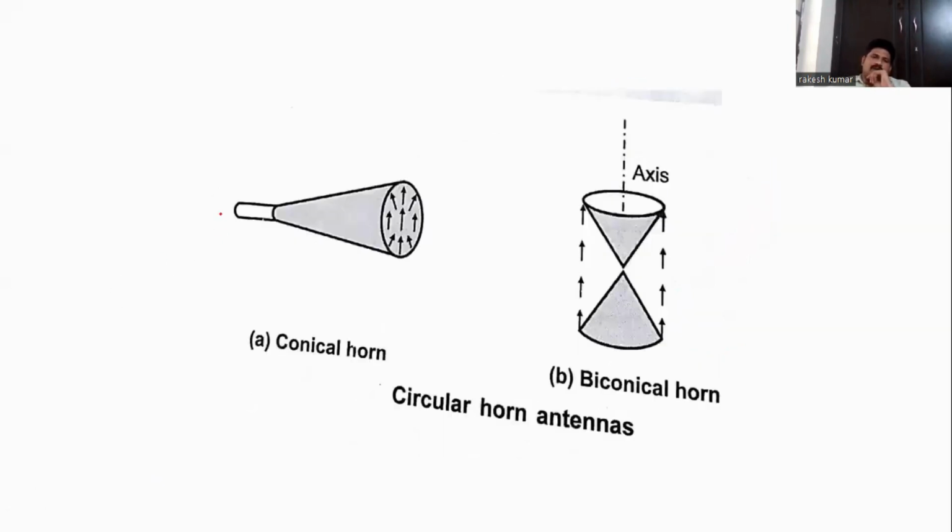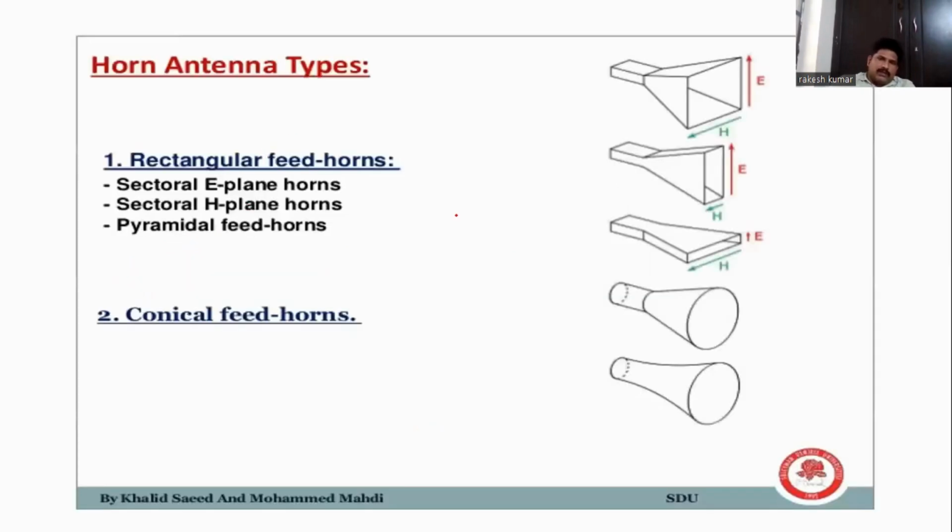For example, here if you observe, what is the waveguide here? The waveguide nature is circular. So these are circular and this is biconical. So these are the classifications in circular waveguide horn antennas, because here the waveguide is circular. In the previous case, the waveguide is rectangular. So this is the broad classification.